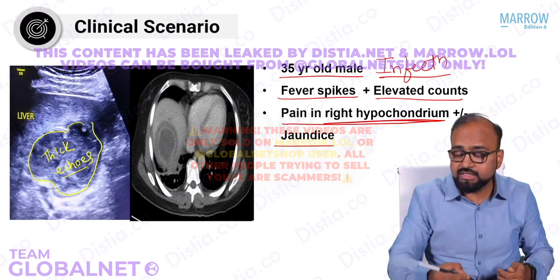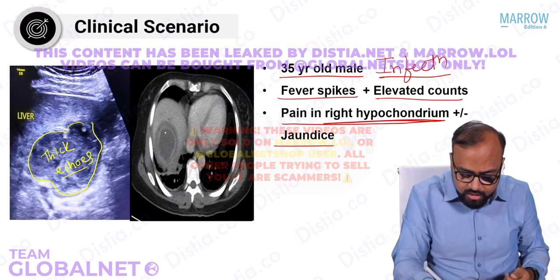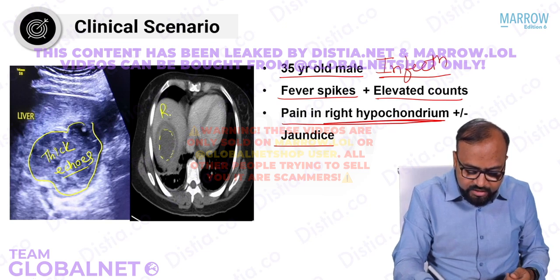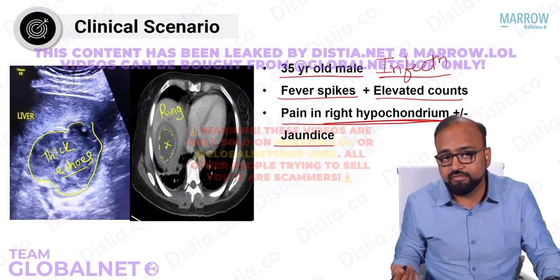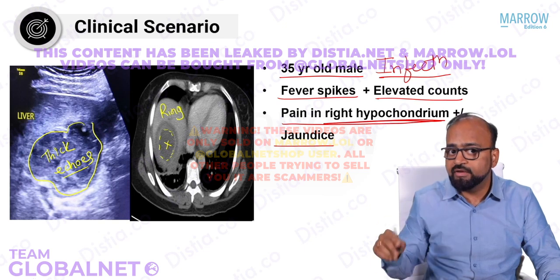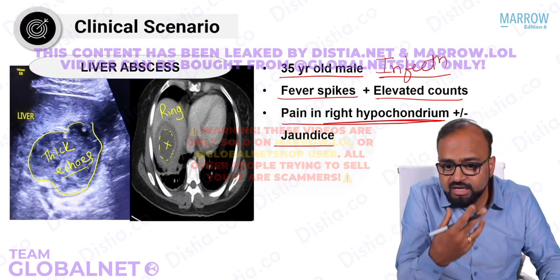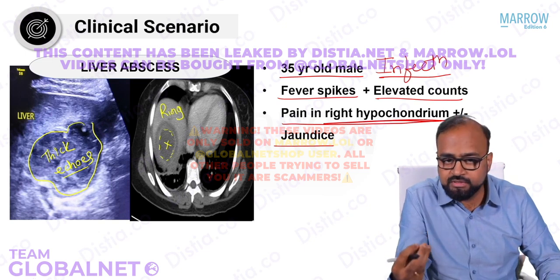If you do a contrast enhanced CT as is shown here, can you see that there is enhancement along the wall of this particular lesion? So what is this? This is enhancing like a ring. Why? Because the central area is liquefied. There is inflammation at the periphery. So this is a collection of pus within the liver. This is classically a liver abscess.